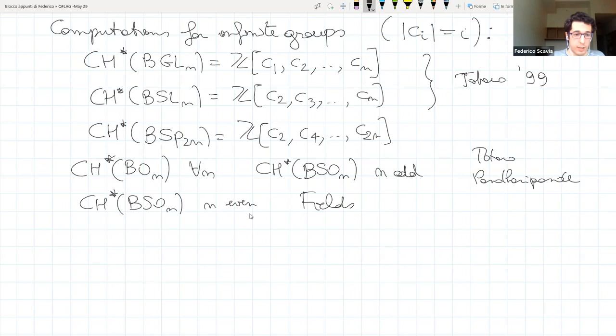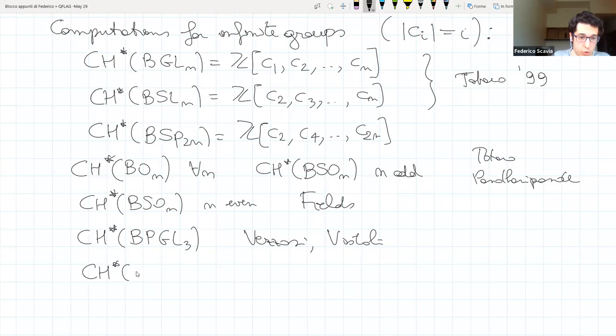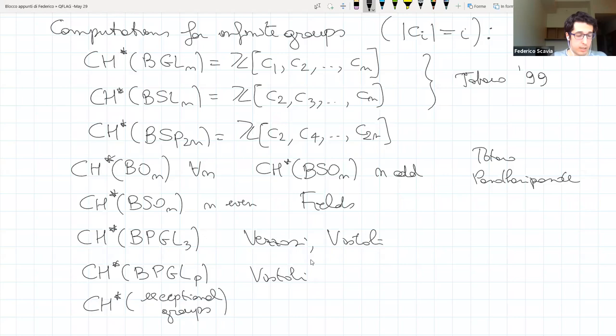Then there are many calculations, but I think that maybe the most important ones are PGL3 by Vezzosi and then completed by Vistoli. Then the Chow group of BPGLp where p is a prime by Vistoli. So the computation is just additive, and I think it completes the calculation of the multiplicative structure for BPGL3. And in general, it reduces the problem of computing the multiplication to a problem in invariant theory. It's a difficult problem in that. And then maybe let's mention the Chow rings of some exceptional groups. Work on Chow rings of exceptional groups has been carried out by Guillot and Yagita in many papers.